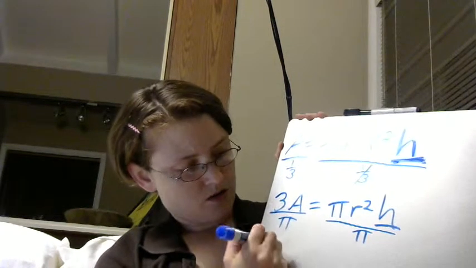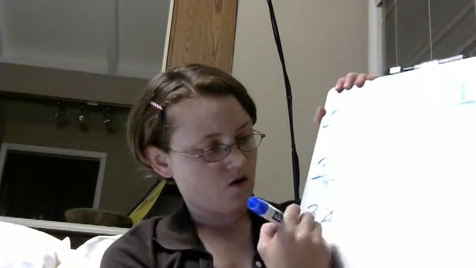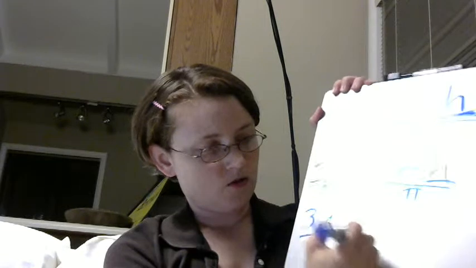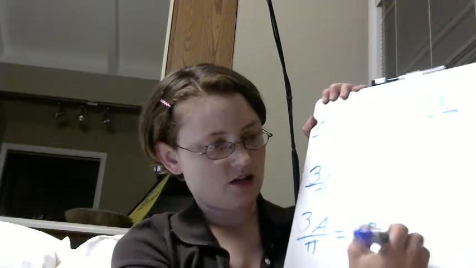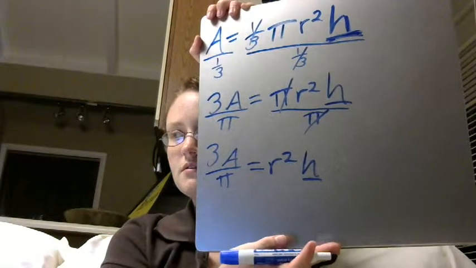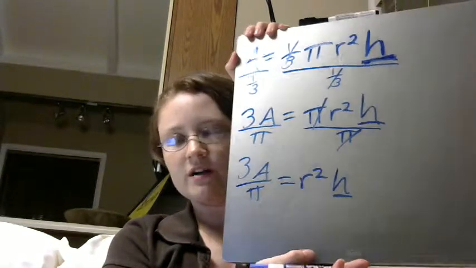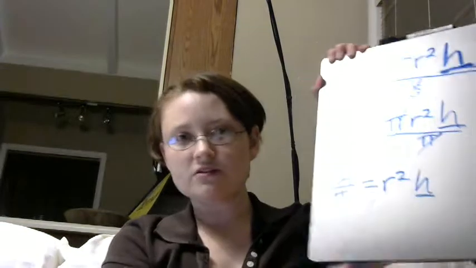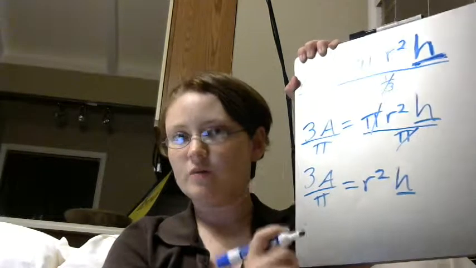So we get 3a over pi equals, and those two pi's go away, so we get r squared h. And we're still looking for h, so I'm going to keep it underlined. All right? We still have stuff on h's side. It's still r squared, multiplied by h. Who cares that it's something squared, whatever? It's just something multiplied by h is all that we care about right now.